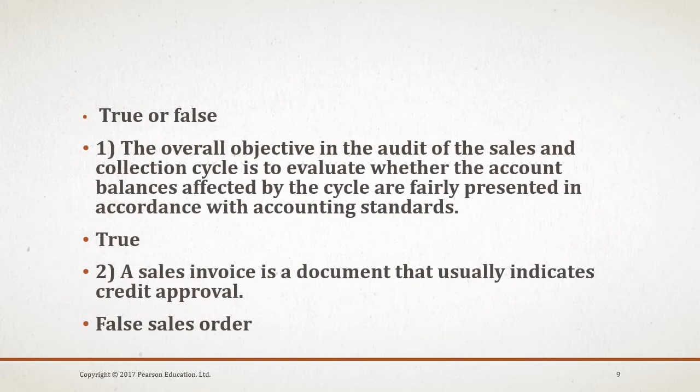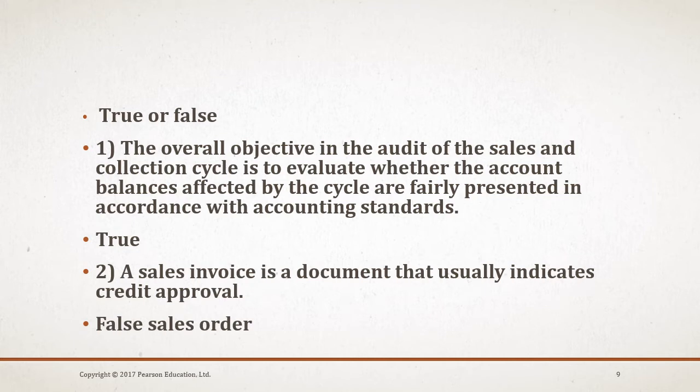Let's go to true or false questions. Number 1: the overall objective in the audit of the sales and collection cycle is to evaluate whether the account balances affected by the cycle are fairly presented, of course in accordance with GAAP or IFRS. Actually, this is true.